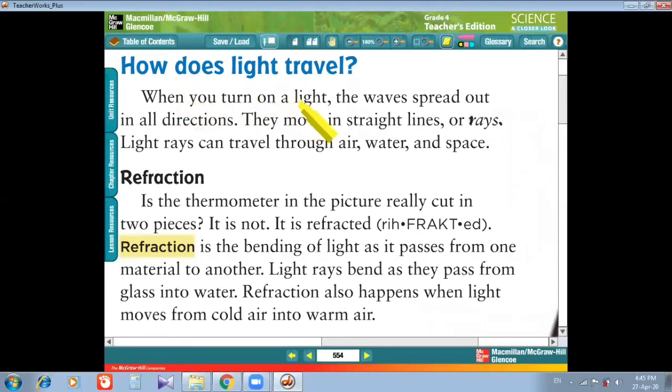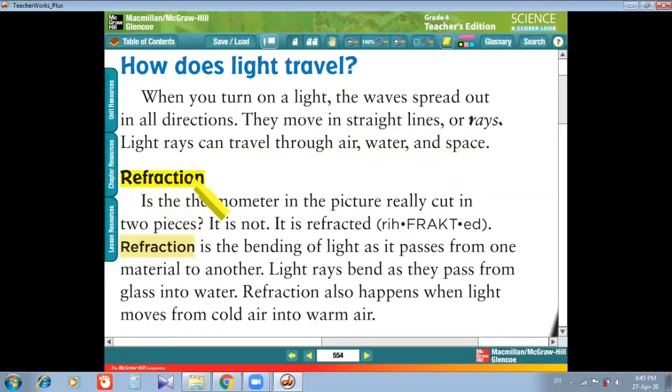When we turn on a light, the waves of the light travel in all directions, they spread. They move in straight lines or rays. Light rays can travel through air, water, and space.